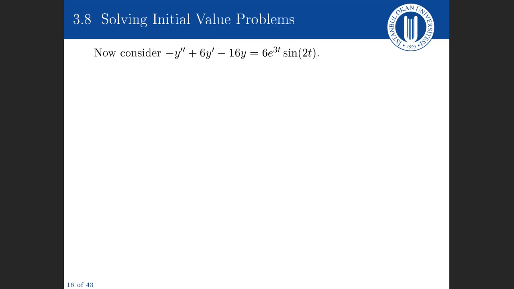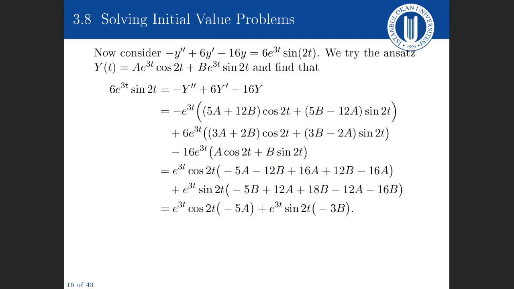The next small problem I'm going to look at is the differential equation now with the function equal to 6 e to the power 3t sine 2t. We need an ansatz which looks like this function. This function g(t) doesn't solve the homogeneous equation, so we can use a constant e to the power 3t sine 2t in our ansatz, and anytime we have sine, we must also have cos. So the ansatz I'm going to look at is a constant e to the power 3t cos 2t plus a constant e to the power 3t sine 2t.